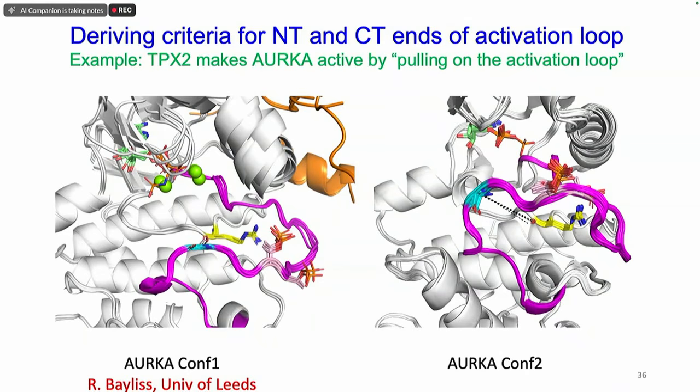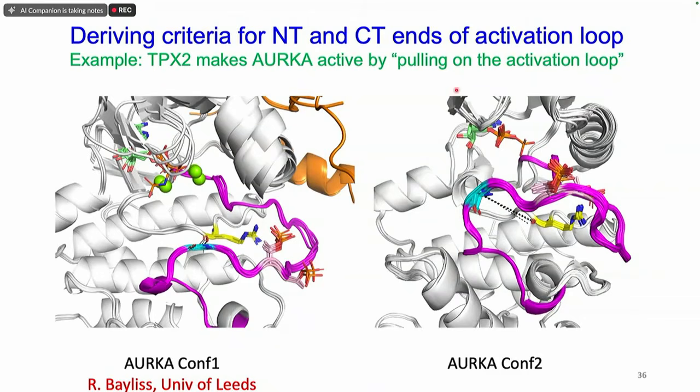In this inactive form, these are the structures of aurora that are inactive. The activation loop is kind of this double hump on the back of a camel. And this distance is more like 10 angstroms. It's very far apart. If I superposed a structure with a substrate here, this loop would bump into the substrate. The substrate would not be able to bind.